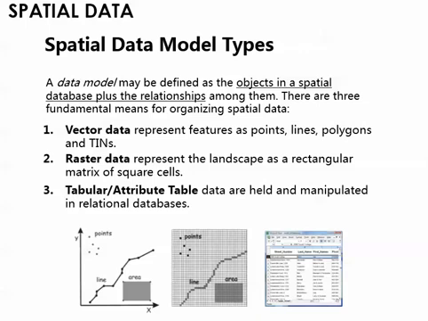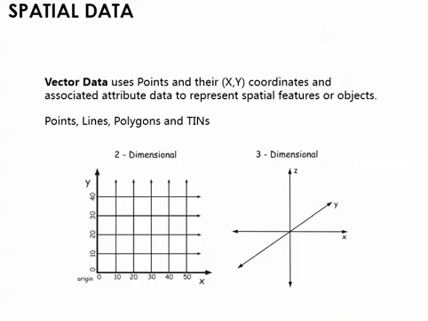So layers represent in a special digital format features on, above, or below the surface of the Earth. Vector data uses points and their XY coordinates and associated attribute data to represent spatial features or objects that are on, above, or below the surface of the Earth.